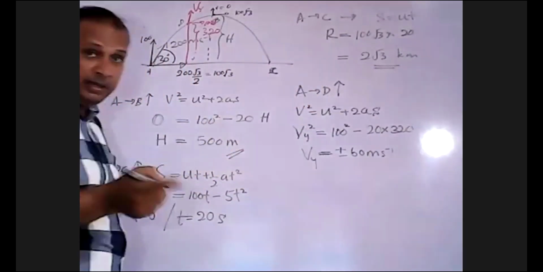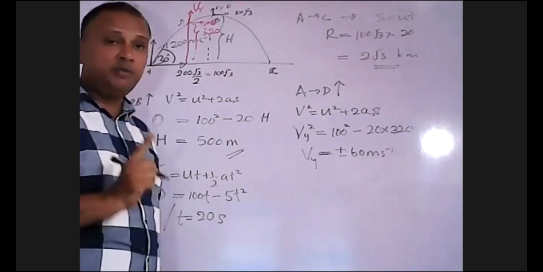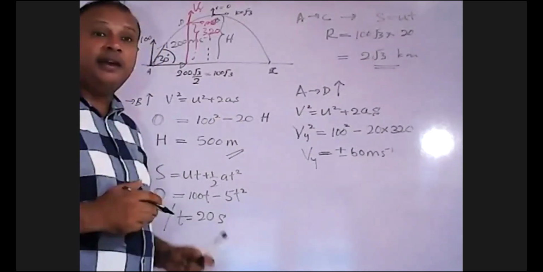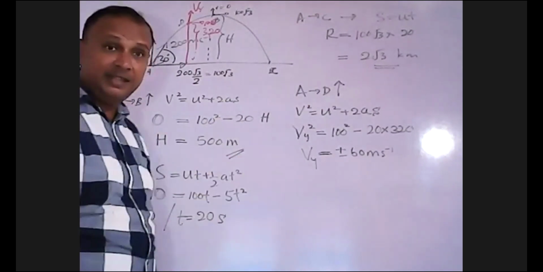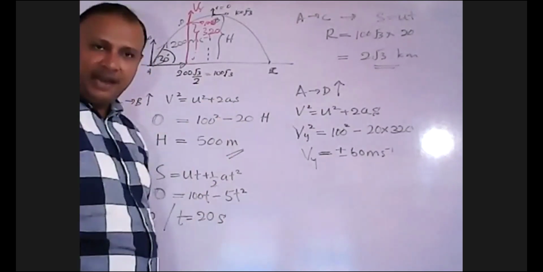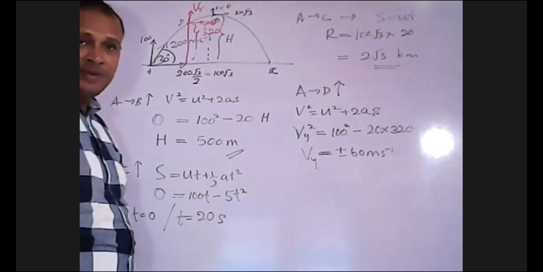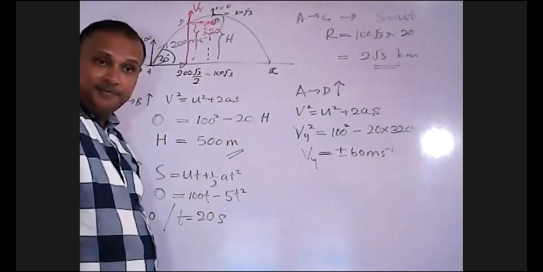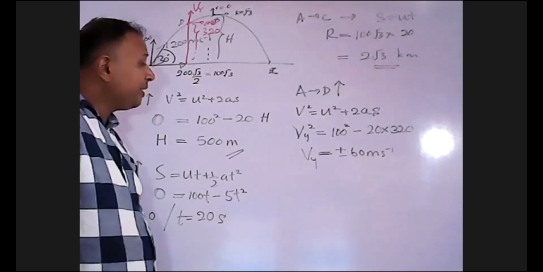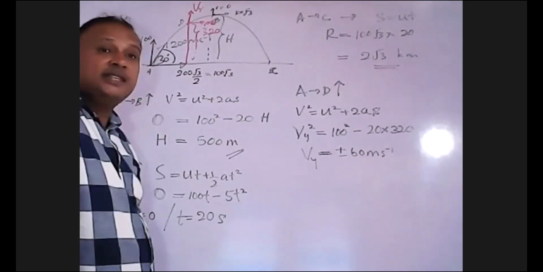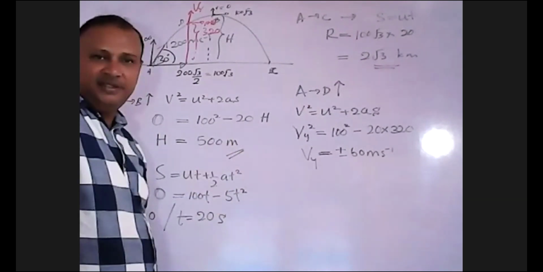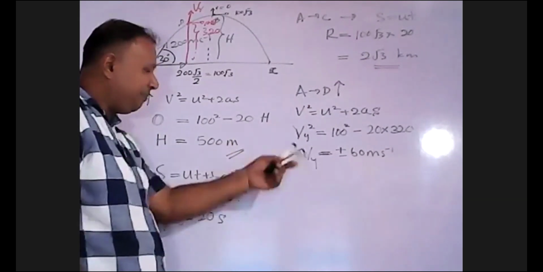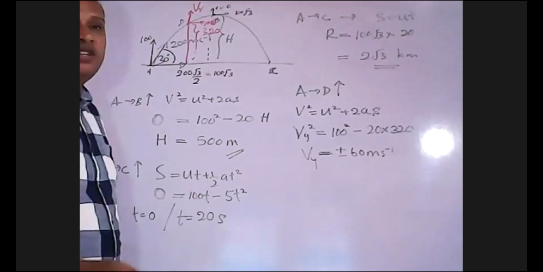There are 2 points. If it is a projectile, there are 2 points with the same height unless it is the maximum height. So there could be 2 velocities with the same magnitude and opposite in direction. You have to mention that thing.